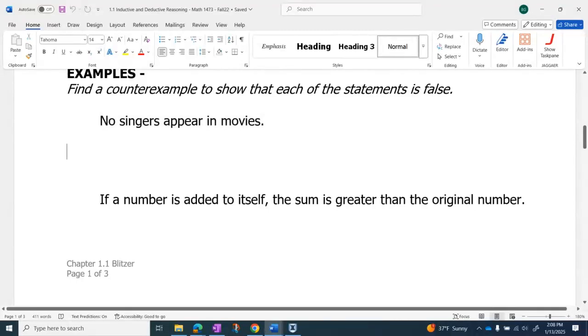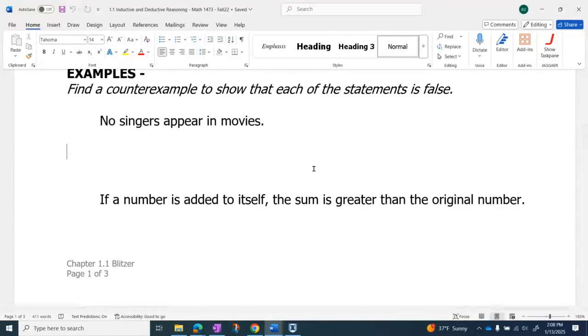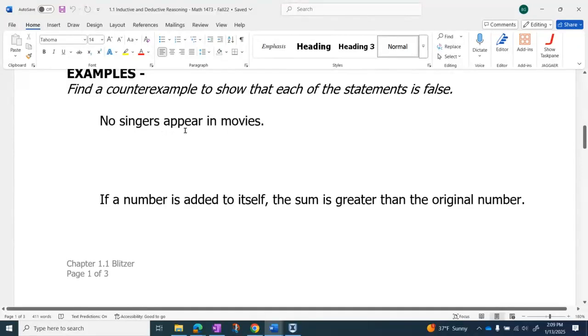I recently watched a movie, The House of Gucci. Lady Gaga plays the lady in it. So that is a good counterexample, right? Lady Gaga is a singer, but she appears in a movie, right? I think she played in multiple movies. That is a counterexample that I can use to prove this statement is false.